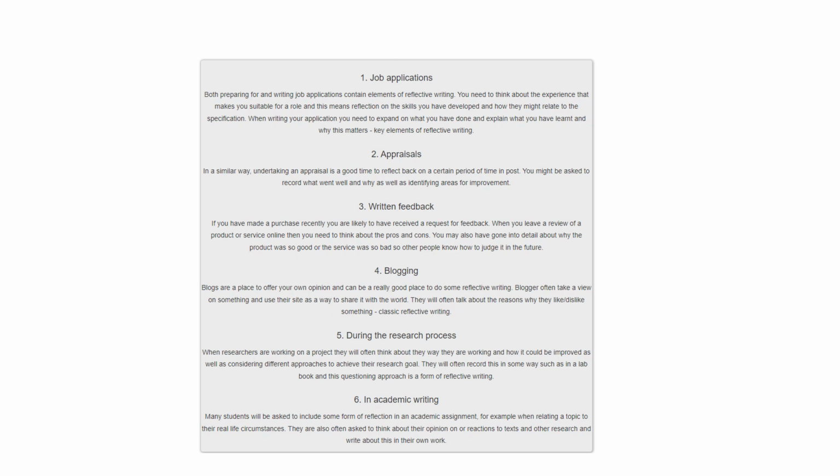Academic writing. Many students will be asked to include some form of reflection in an academic assignment. For example, when relating a topic to their real life circumstances, they are also often asked to think about their opinion on or reaction to texts and other research and write about this in their own work.